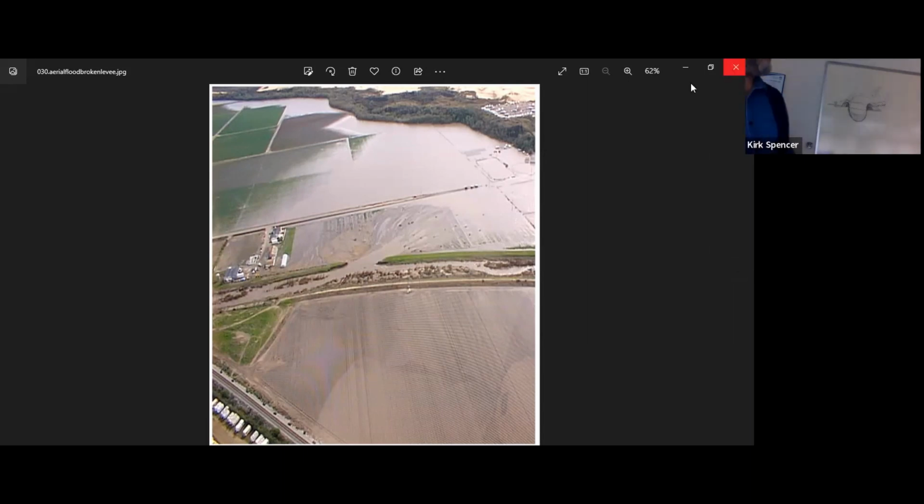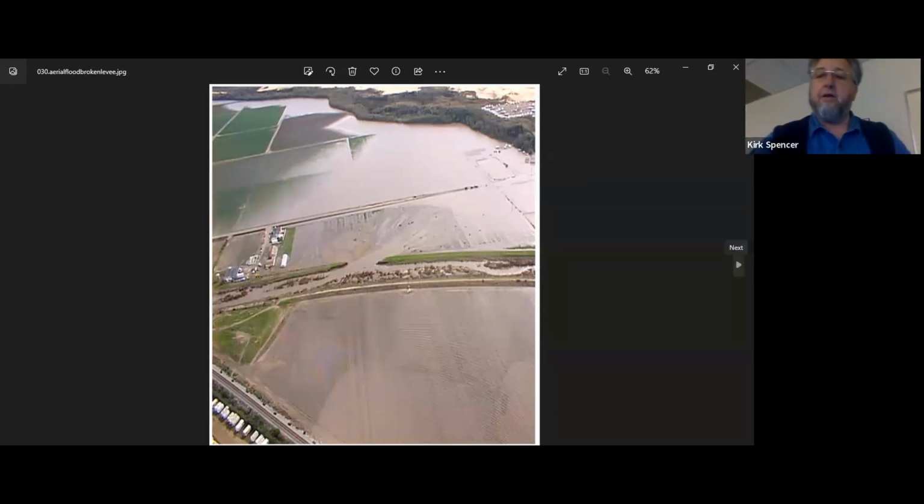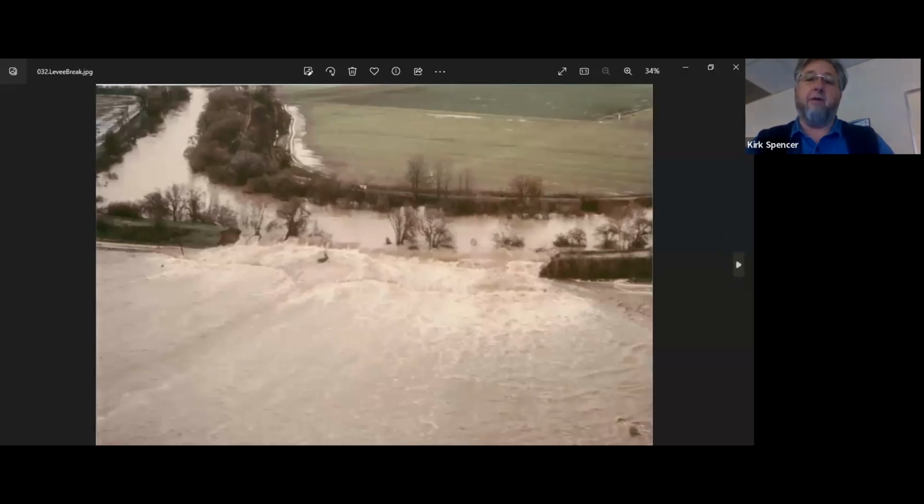Here's the levee. And that's where it's broken. You can see the water shooting out of the channel into the surrounding terrain. The floodplain. Very difficult to get flood insurance in a floodplain. Matter of fact, you won't get flood insurance if you decide to build your house in the floodplain.